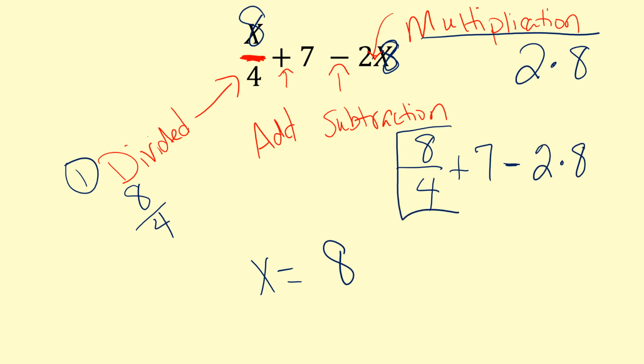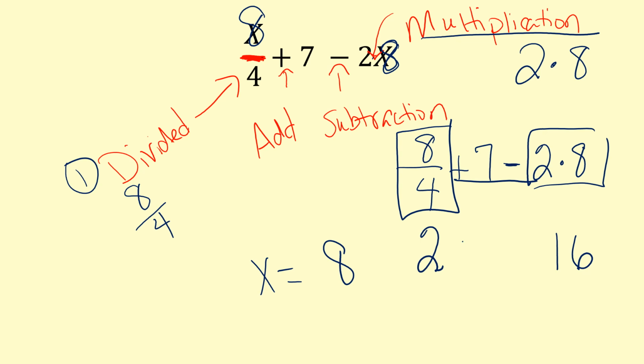So remember, we would do 8 divided by 4 first, which would become 2. Then I would do 2 times 8 next, which would become 16. Then I'm going to copy down everything that's in the middle. I get plus 7 and minus 16.